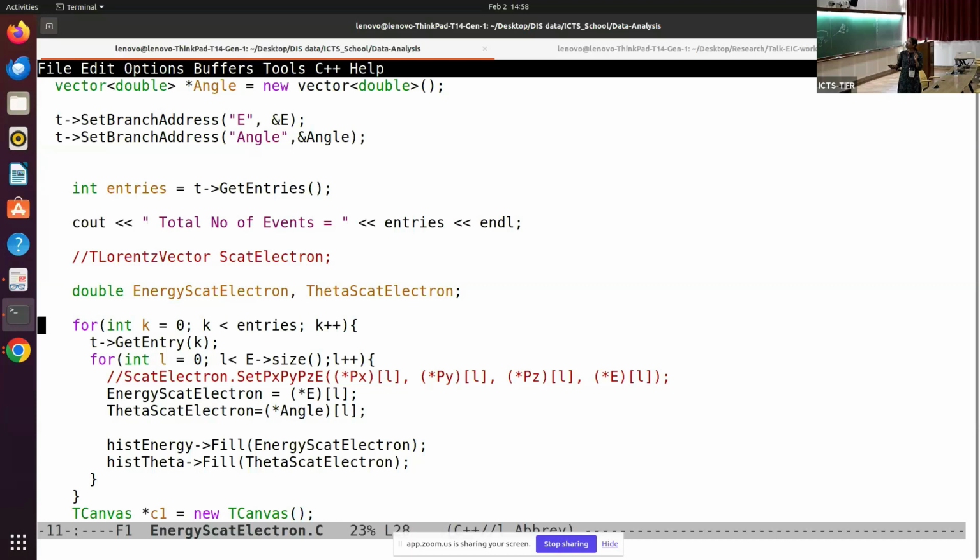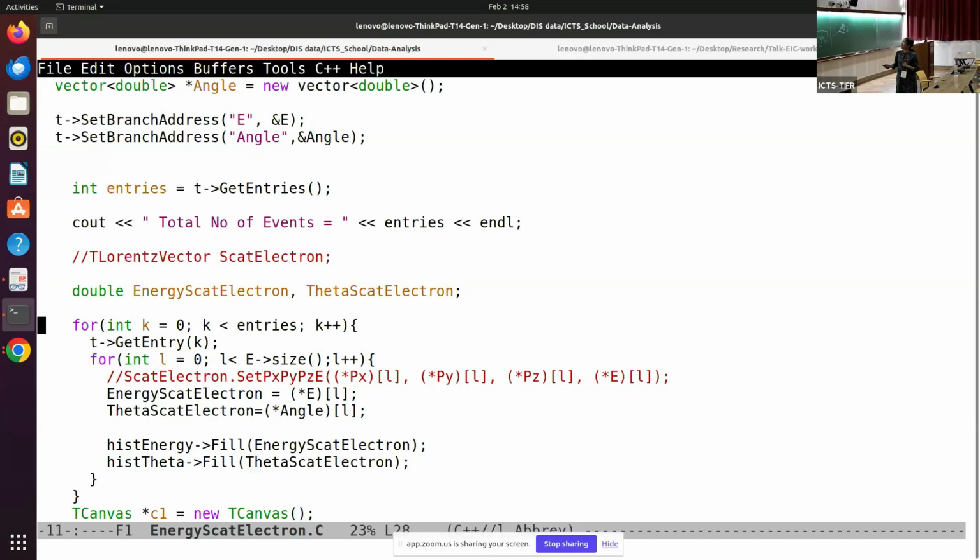So k equal to 0, it will do the analysis. Then it will go to k equal to 1. It will do the same for the next event, k equal to 2. So like this, it will go through each and every event and do the analysis. That's the idea. Analysis is for each and every event. You understand what event means?